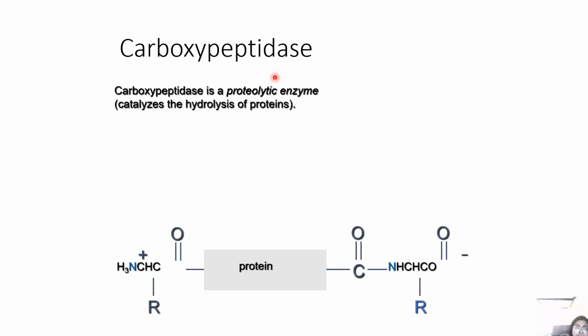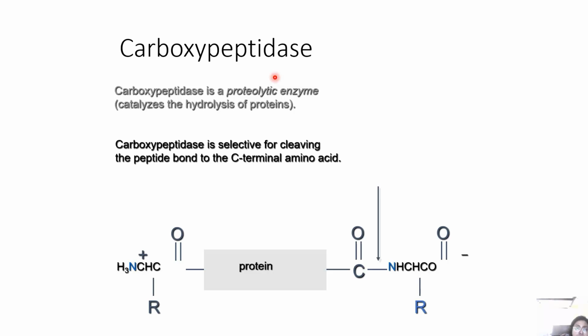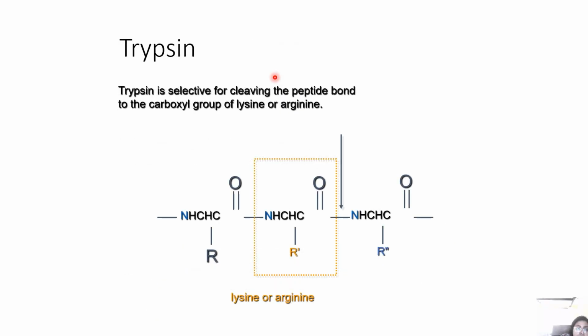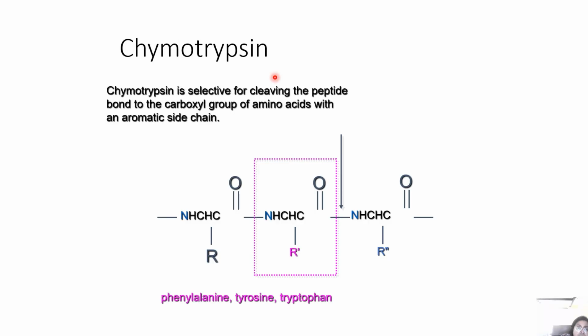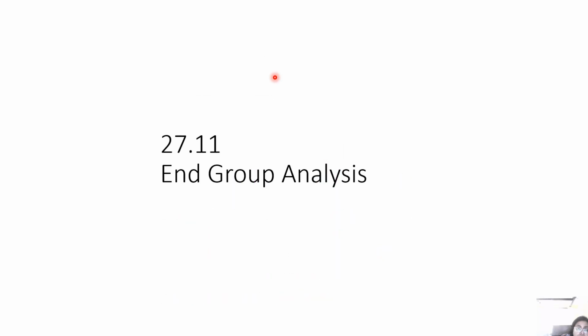Carboxypeptidase is a proteolytic enzyme. It catalyzes the hydrolysis of proteins. Carboxypeptidase is selective for cleaving the peptide bond to the C-terminal amino acid. Trypsin is selective for cleaving the peptide bond to the carboxyl group of lysine or arginine. Chymotrypsin is selective for cleaving the peptide bond to the carboxyl group of amino acids with an aromatic side chain like phenylalanine, tyrosine, and tryptophan.